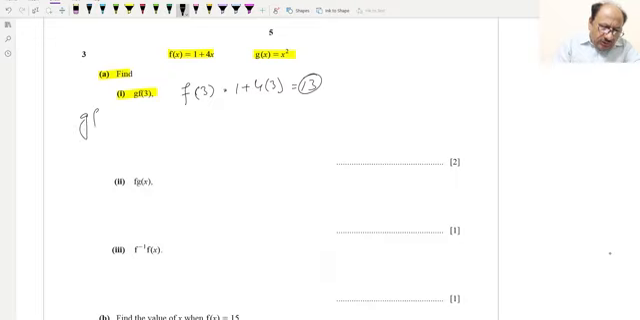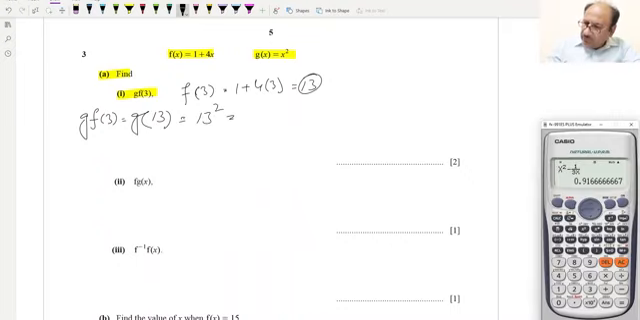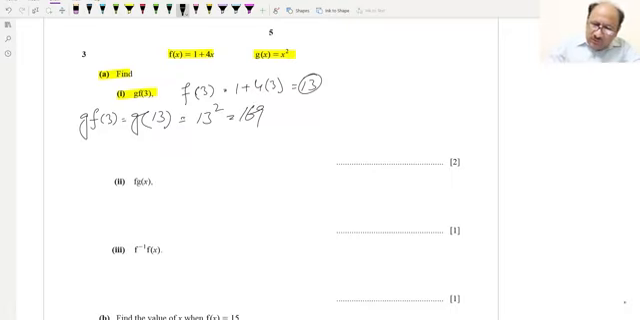Now g of f of 3 we can write as g of 13. So g of 13 we will calculate, we will replace in this. So g of 13 is 13 squared, which is equal to 169, and 169 is the answer for 2 marks.